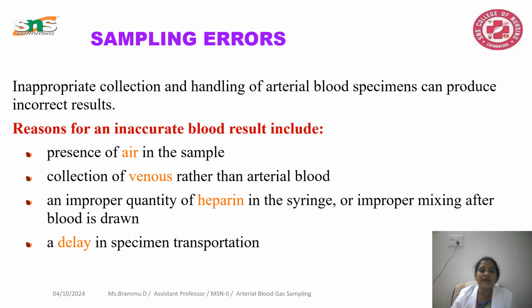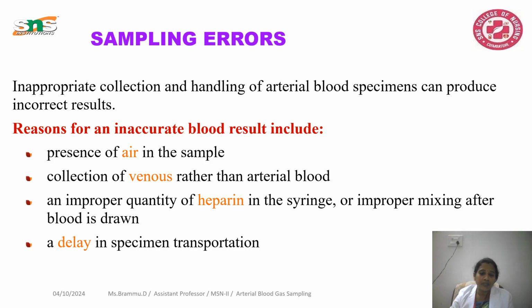The possible sampling errors would be inappropriate collection. That is, if you are not following the strict aseptic technique, or you are not expelling the air, not rotating the sample, or not choosing the right site, all these can produce incorrect results. So the most common reasons for an incorrect blood sample result would be presence of air in the sample.